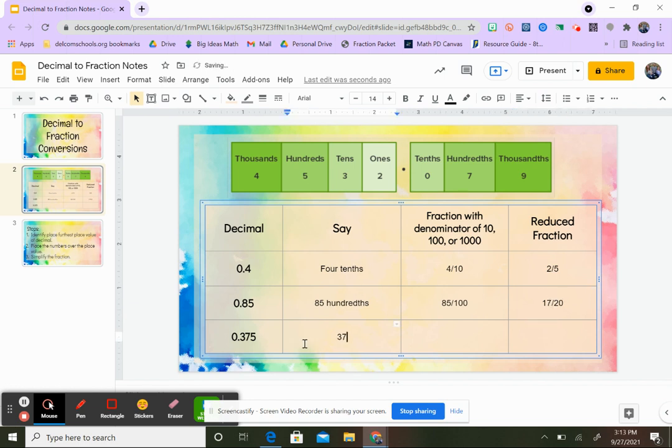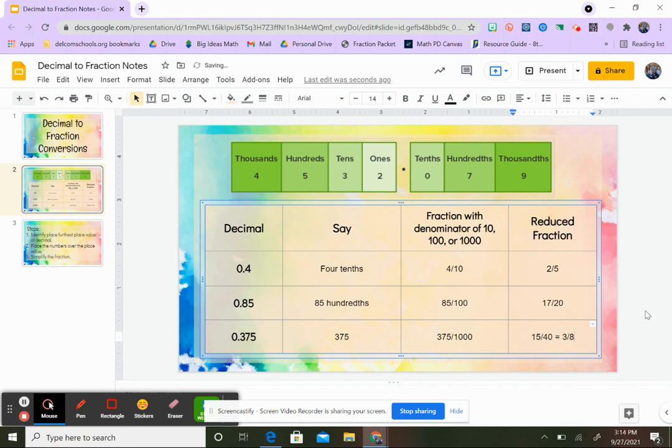Next one is going to be 0.375, and notice that it has 3 digits after the decimal, so that is thousandths. And so that is going to be 375 over 1,000. I'm looking at this right now, and I could always divide by 5, but I know 75 is divisible by 25, so let's try that one out. 375 divided by 25 is 15. And then 1,000 divided by 25 is 40. So I made progress. I know I need to finish this by dividing by 5 one more time because they end in 5 and 0 still. So 15 divided by 5 is 3, and 40 divided by 5 is 8.